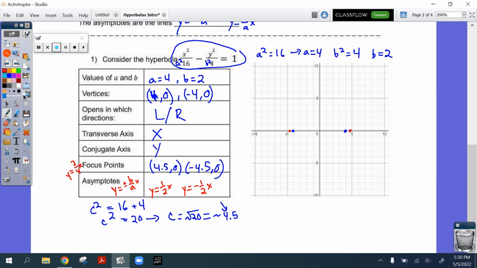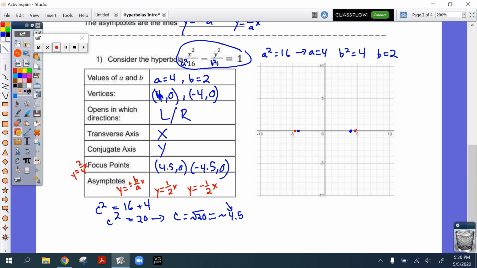So let's make a curve of that. Let me get my straight line tool. One half x just means go over 2, up 1, over 2, up 1, right? And then similarly, negative 1/2 x means go over 2, down 1, over 2, down 1.